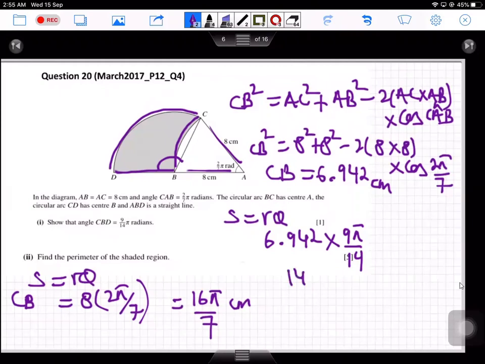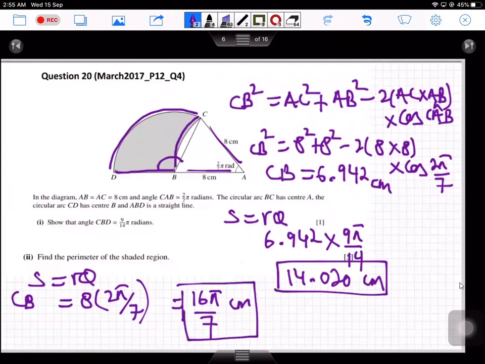This is 14.020 centimeters. So to find the perimeter of the shaded region, we need 14.020 centimeters, 16 pi over 7 centimeters, and this length BD, which is equal to CB, 6.942. So you add all these three values: 6.942 plus 14.020 plus 16 pi over 7, and the final answer is 28.143. So correct to three significant figures, your answer is 28.1 centimeters.